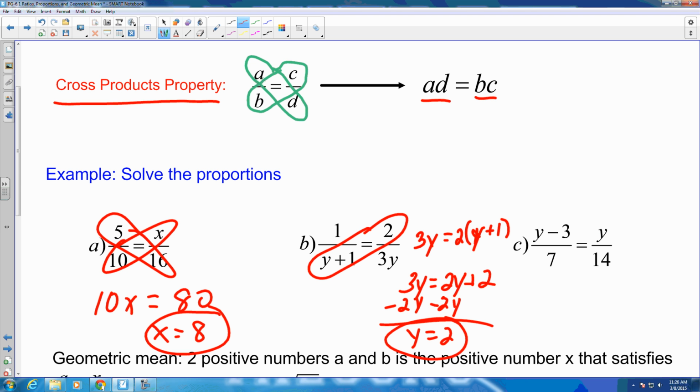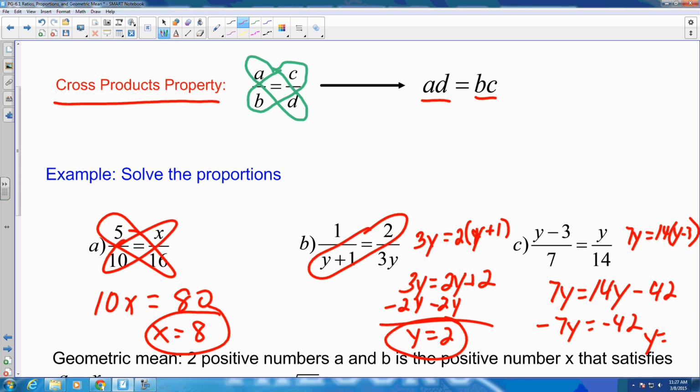Same thing goes here for example C. I get 7y equals 14 times the quantity y minus 3. So 7y is set equal to 14y minus 14 times 3, so it's minus 42. I subtract 14y from both sides, so I get negative 7y equals negative 42. And when I divide both sides by negative 7, I get a positive 6 for y. Okay.